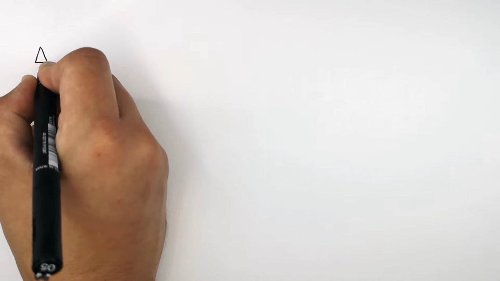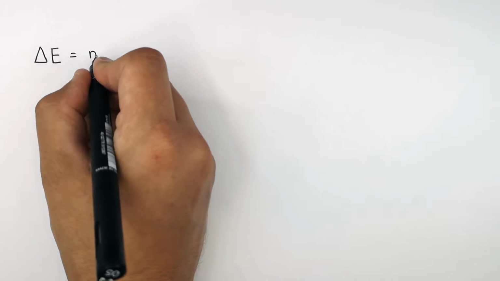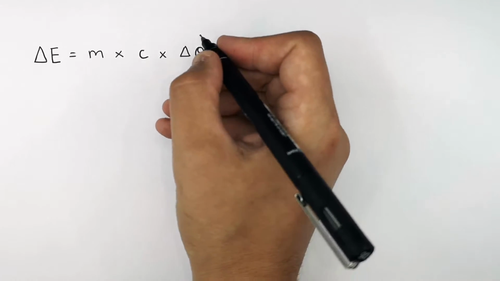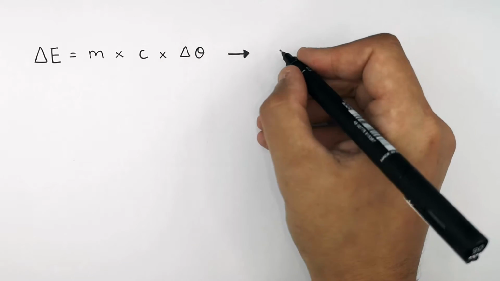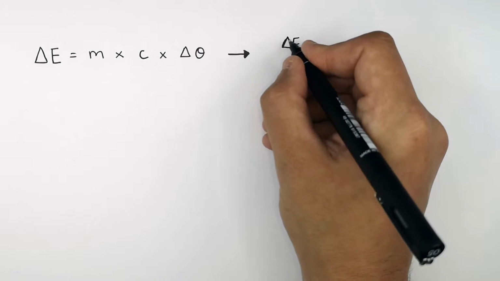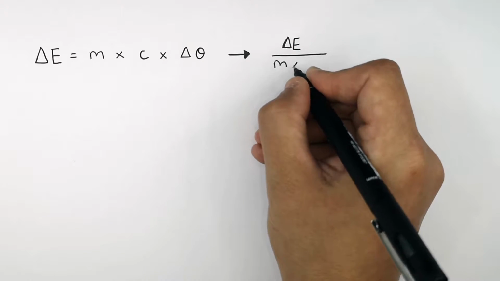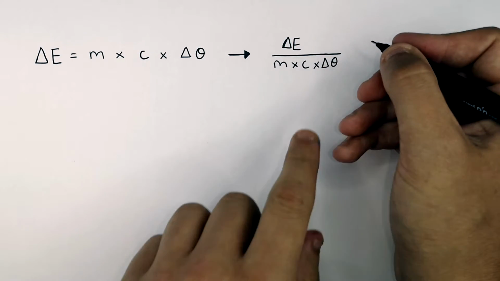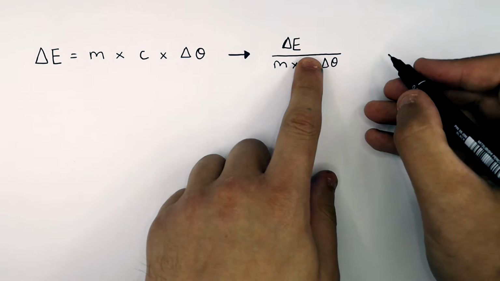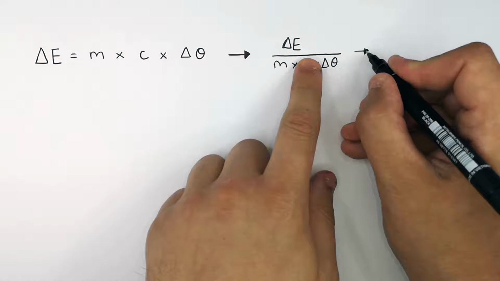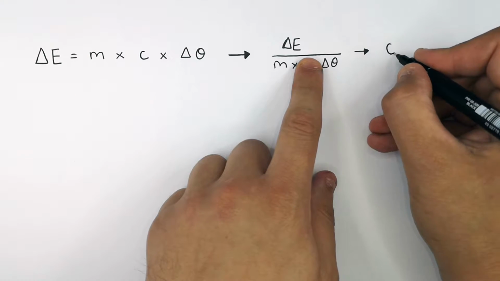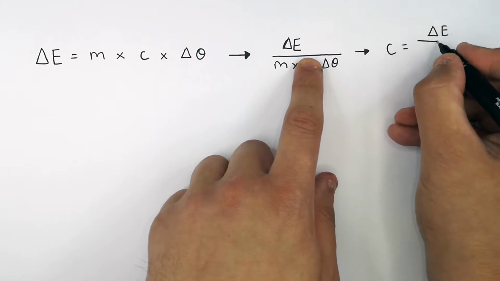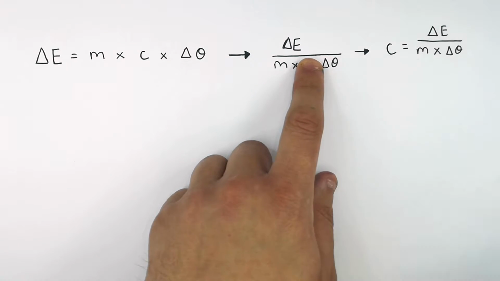So you can write the specific heat capacity equation like this. Energy transferred equals mass times specific heat capacity times change in temperature. To rearrange it, I like writing it like this: the energy transferred over mass times specific heat capacity times the change in temperature. Because then all you've got to do is cover the subject that you want to work out and then rearrange it like that. So we cover C, the specific heat capacity, which gives you C equals energy transferred divided by mass times change in temperature.